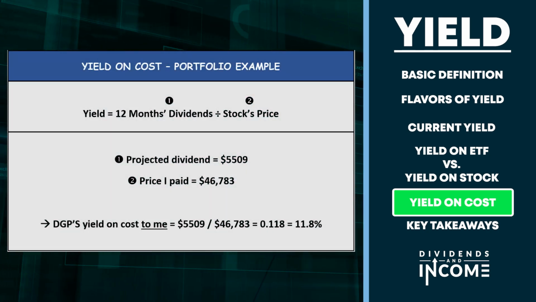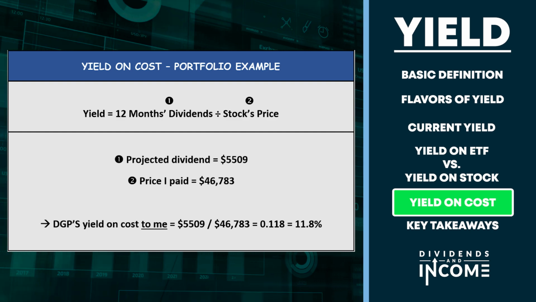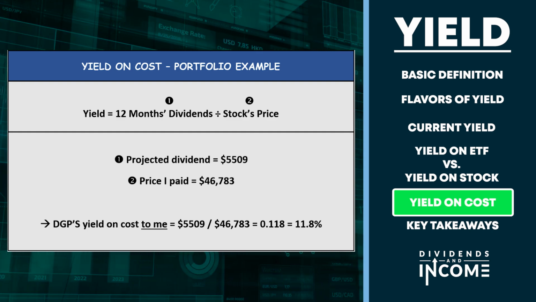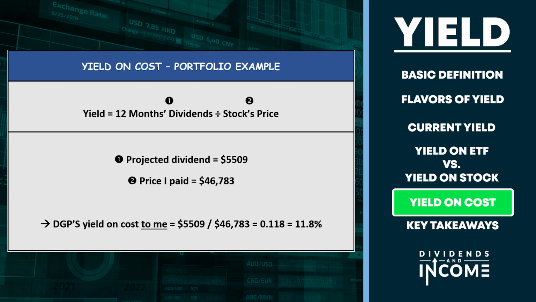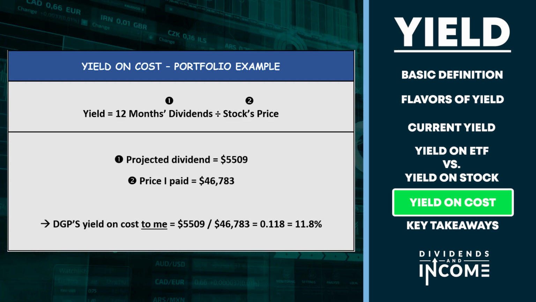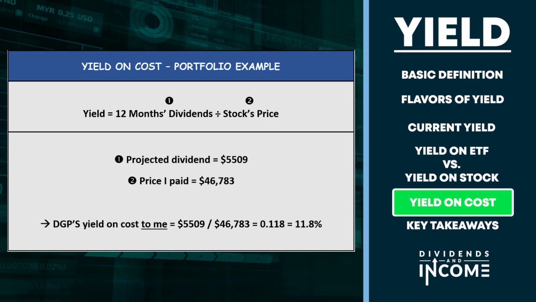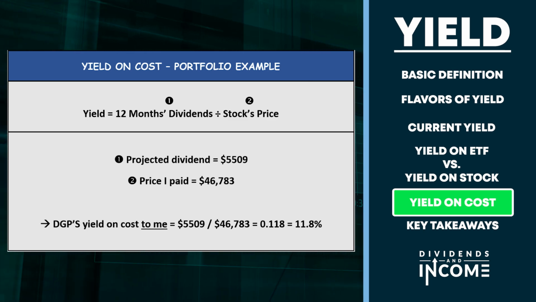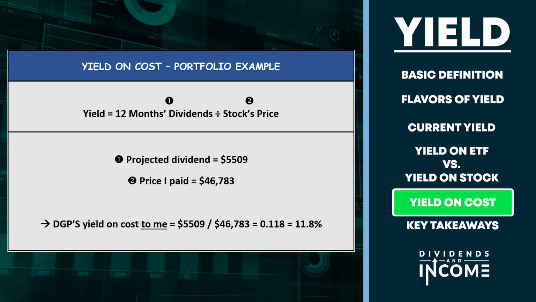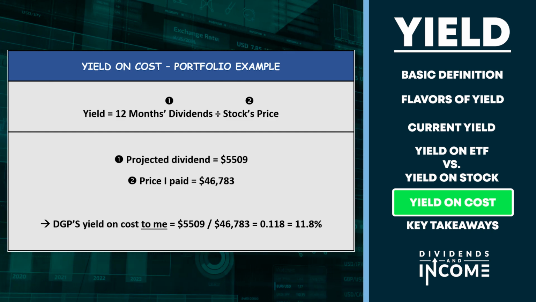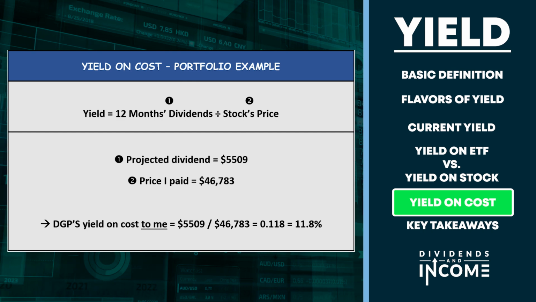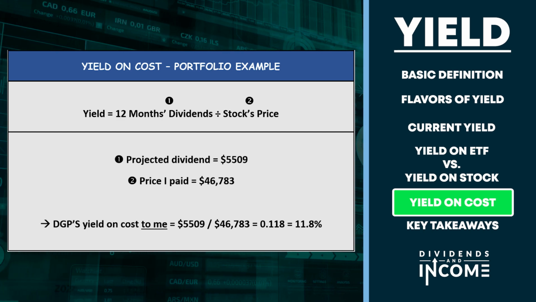Here's the yield on cost calculation for my portfolio. Again, we've got the projected 12 months of dividends, $5,509. The price I paid for that portfolio when I started it in 2008, and I've never added a dime of outside money to it, was $46,783. So at the bottom, its yield on cost to me right now as we speak is 11.8%.